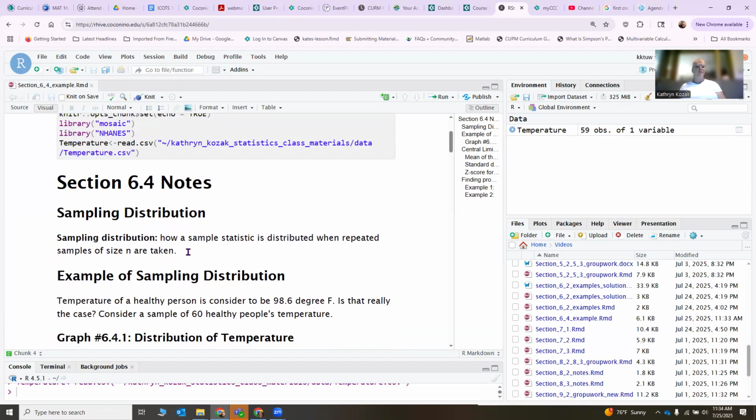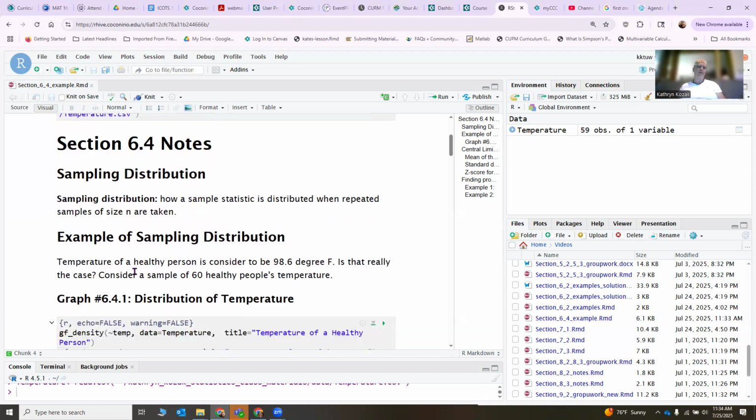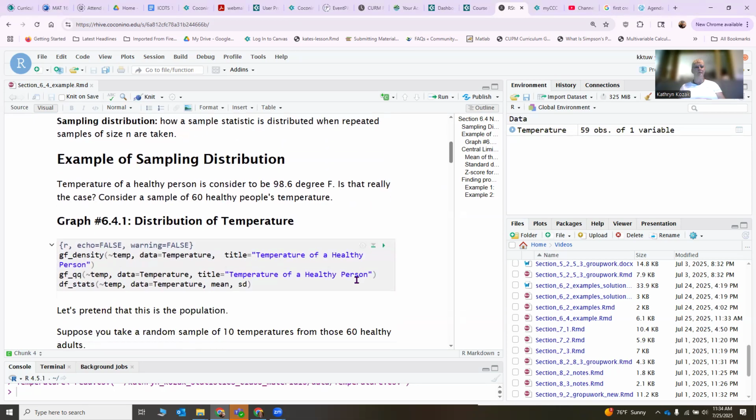So a sampling distribution is how a sample statistic is distributed when repeated samples of size n are taken. This seems a little complicated, so let's go through an example of what this actually means. As my example, the temperature of a healthy person is considered to be 98.6 degrees Fahrenheit. Is that really the case? Consider a sample of 60 healthy people's temperatures.